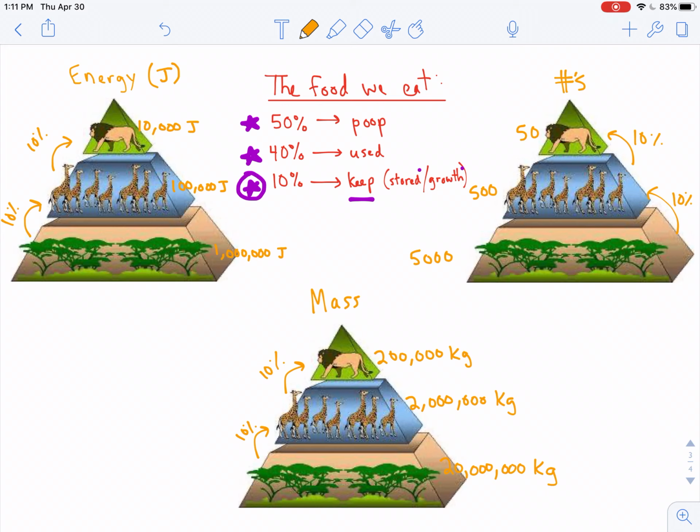So that's everything we need to know about our vocabulary and our math with food chains, food webs, and food pyramids.